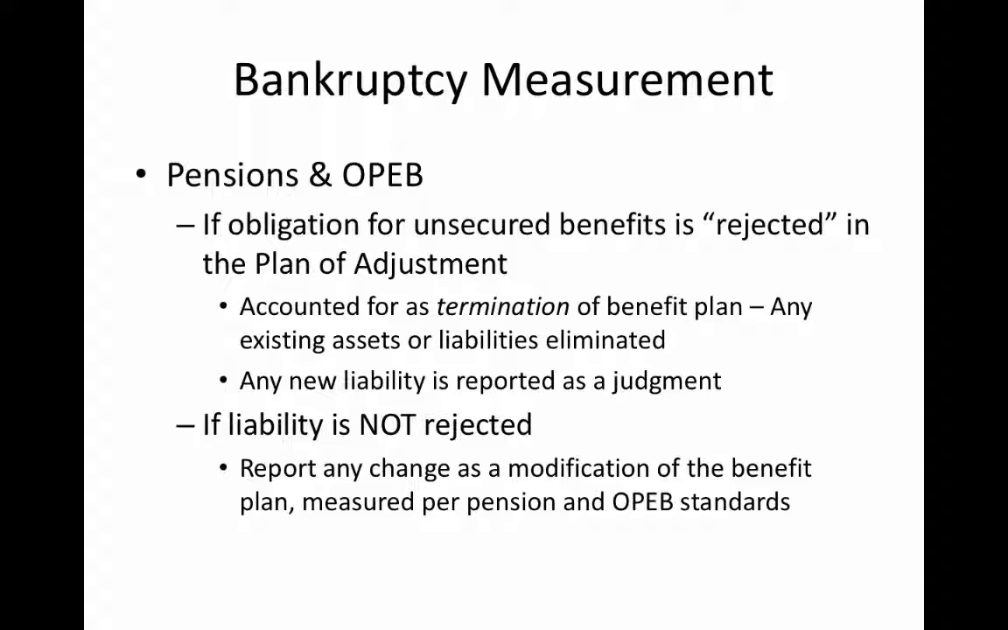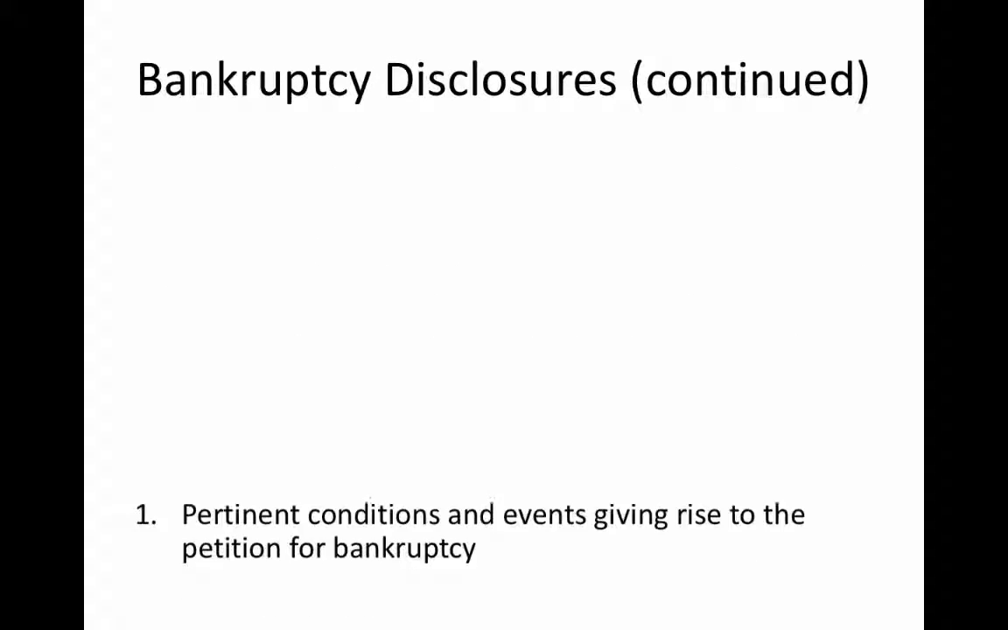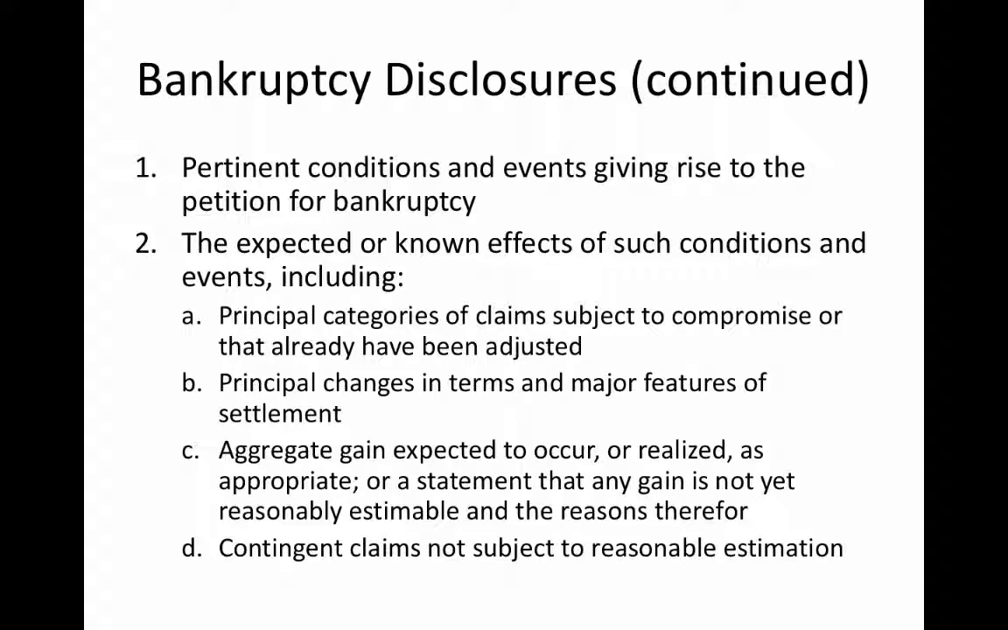The plan of adjustment may reduce the amount that is paid, and in that case, a government would account for it the same way it would account for any change in the terms of the benefit plan, under the existing pension and OPEB standards. Government should begin to make disclosures about bankruptcy proceedings as soon as they have filed a petition for bankruptcy, and it should continue until the fiscal year in which the case is closed or the bankruptcy petition is dismissed. Those disclosures include explaining what led the government to decide to file for bankruptcy and what the effects of those conditions and or events are likely to be on the government's finances.